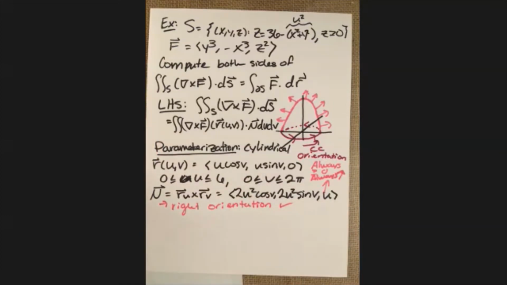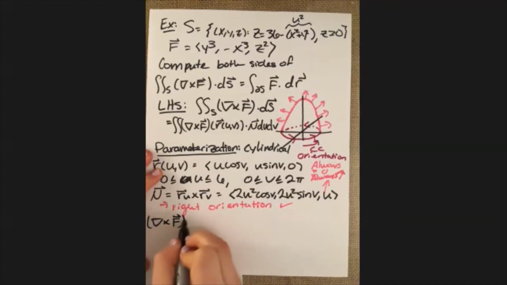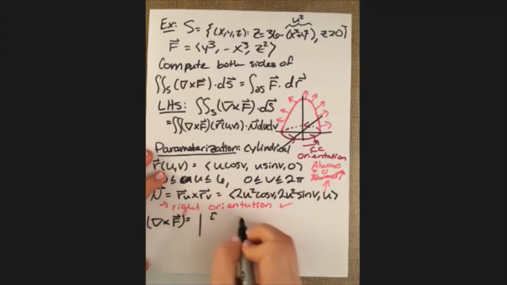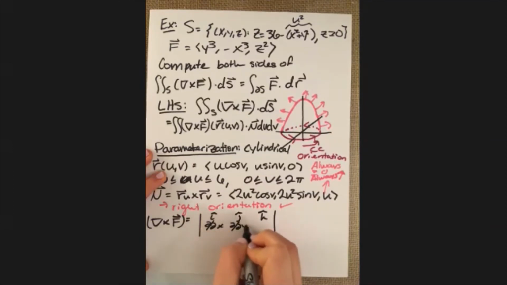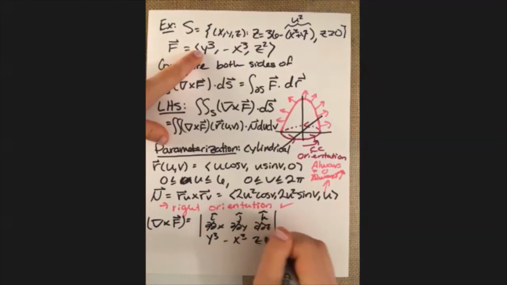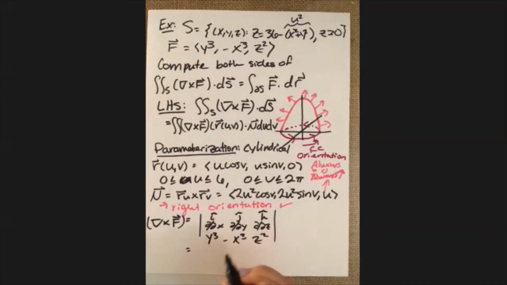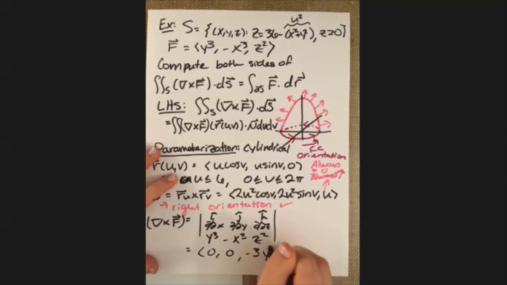Great. Okay, so now we just have to compute the other piece that goes inside of the integral, which is going to be that cross product there, or that curl. Okay, so f was y cubed minus x cubed, and then we have that z squared, which is equal to, I'm getting 0, 0, negative 3y squared minus 3x squared from that.